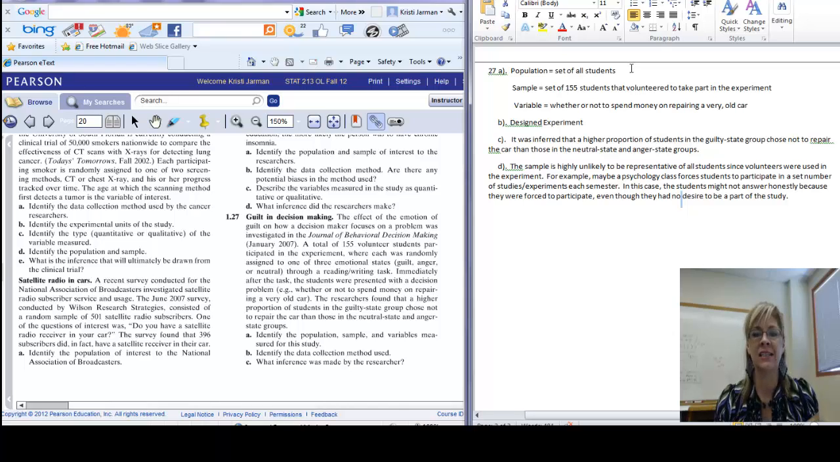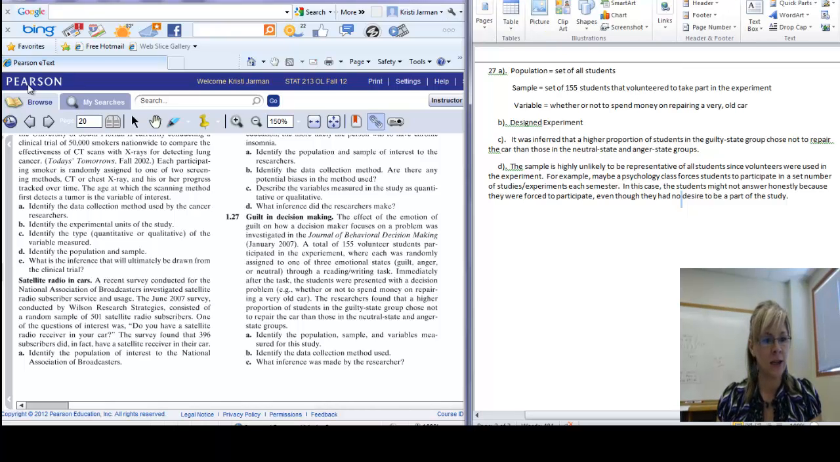This is a designed experiment. Part C says what inference was made by the researcher. This is the conclusion that's been drawn at the end of the study. And our conclusion is that it was inferred that a higher proportion of students in the guilty state group chose not to repair the car than those in the neutral state and anger state groups.